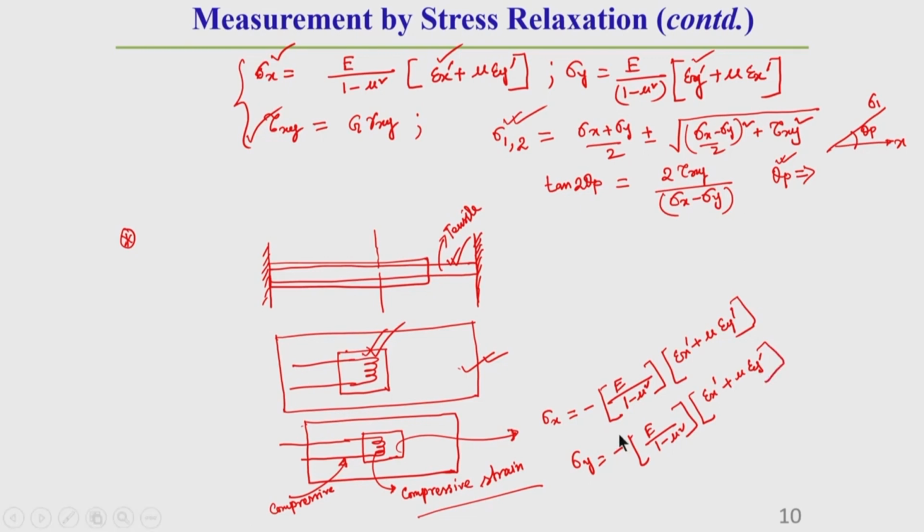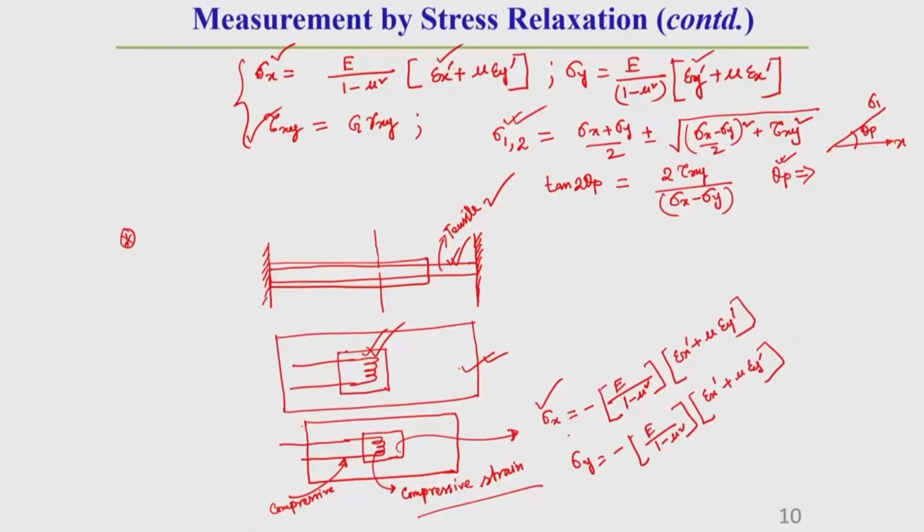Why the negative sign? Because this body actually has tensile stress, but once it is released, the recording gives negative strain. That is why, to get the actual residual stress value, we have to multiply the formula by a negative sign. Similarly, your shear stress will be minus G into gamma xy. This you keep in mind.